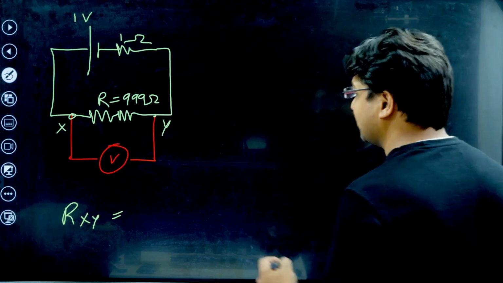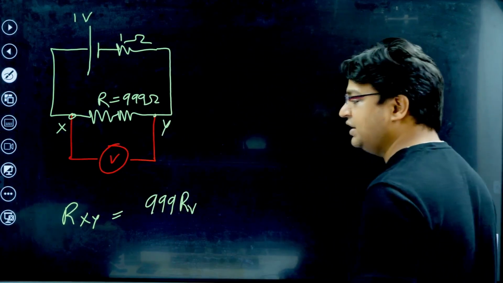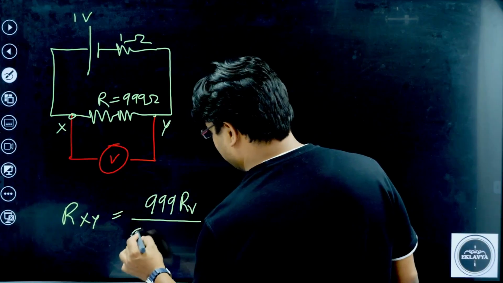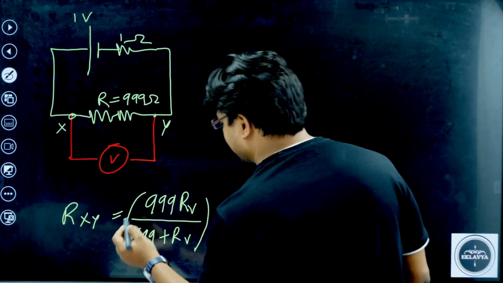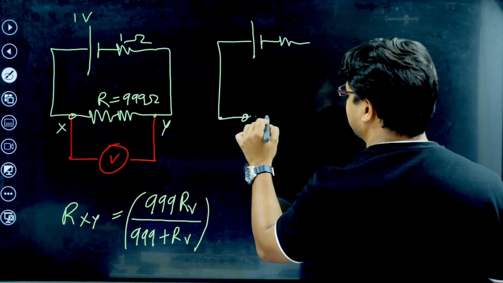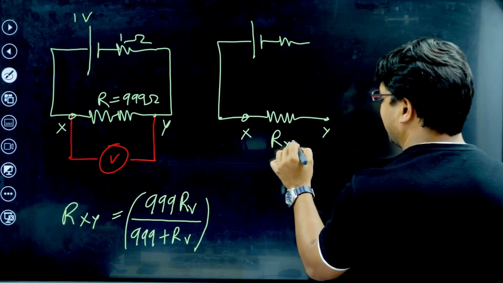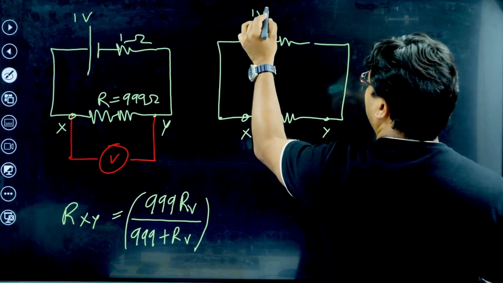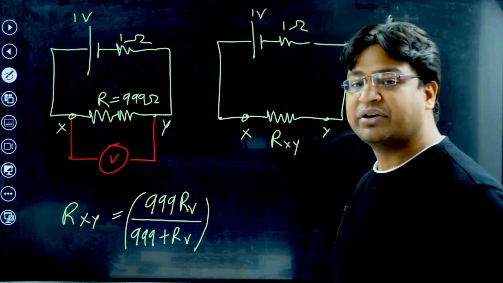We can actually calculate it also. It will be 999 into RV, where RV indicates the resistance of the voltmeter, divided by 999 plus RV. So this is the resistance between X and Y, which means that I can draw an equivalent circuit like this. Let there be one resistance with value RXY, and whatever is the potential difference between X and Y right now, that would be the reading of the voltmeter.